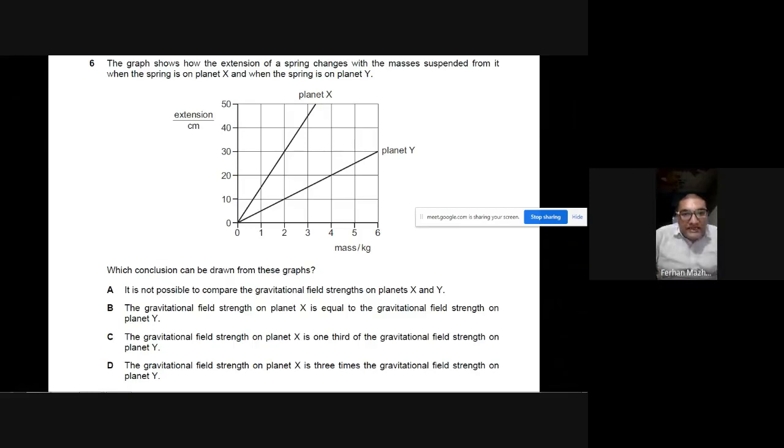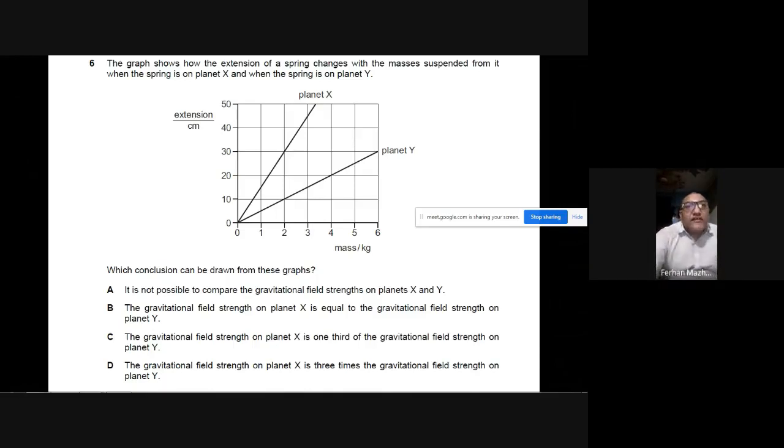The extension in a spring depends upon the weight of the load which is hanging with the spring, and the weight depends upon the gravitational field in that place or on that location. If you are somewhere where the gravitational field is stronger, the body will have larger weight and it will produce larger extension in the spring.